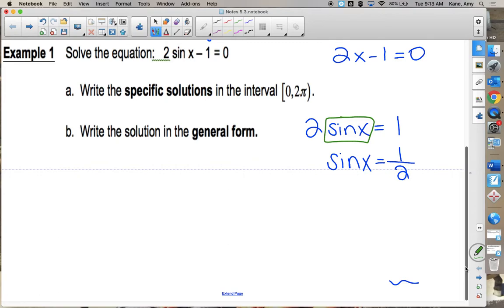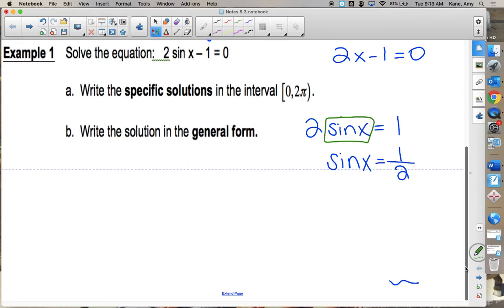It says we're writing our answers in 2 different ways. Part A says we're going to write a specific solution from 0 to 2 pi. That means I need to find all the angles from the unit circle from 0 to 2 pi. And then we're going to try and write a general solution so that I can find an infinite amount of angles if I continue to rotate around the unit circle.